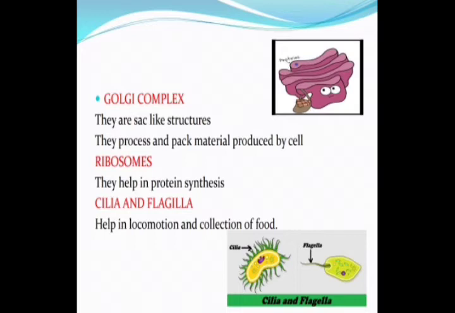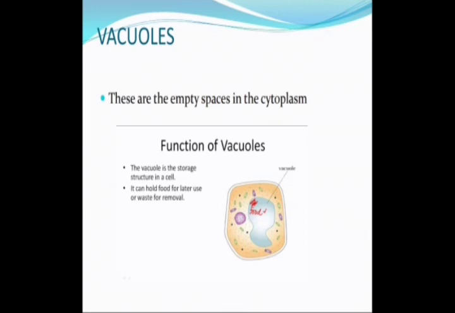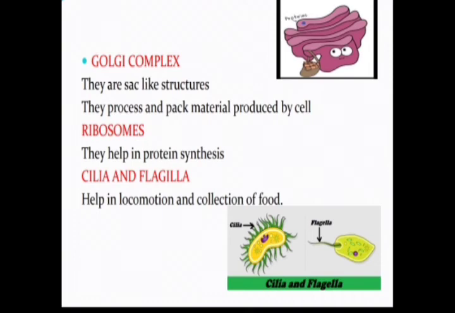The next is the vacuoles. Vacuoles are empty spaces in the cytoplasm. In plant cells, vacuoles are large in size. Their function is to store excess materials, that is, waste products, which is also called cell sap. In animal cells, vacuoles are very small in size and maybe more in number.